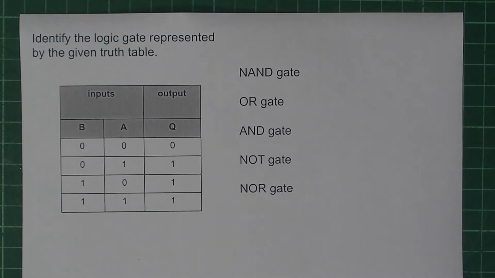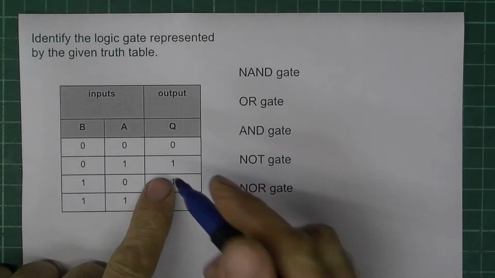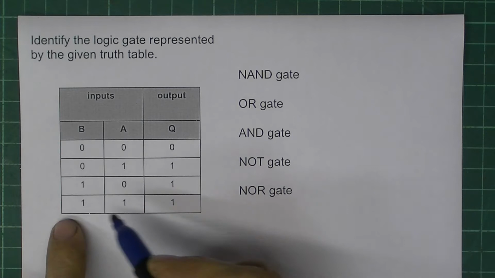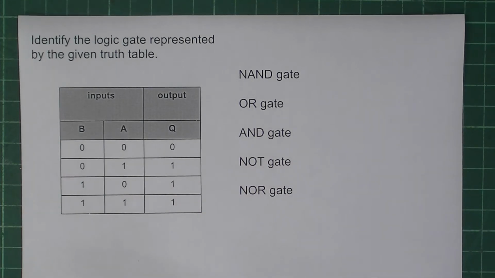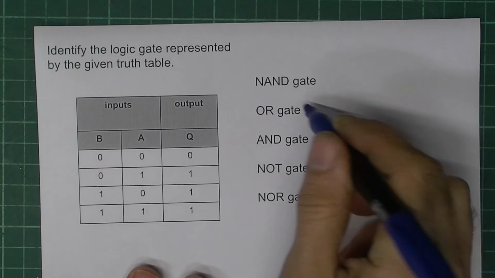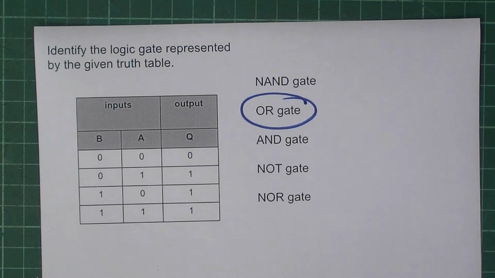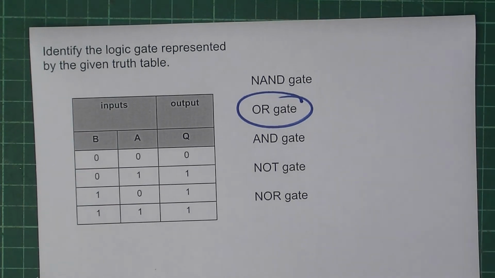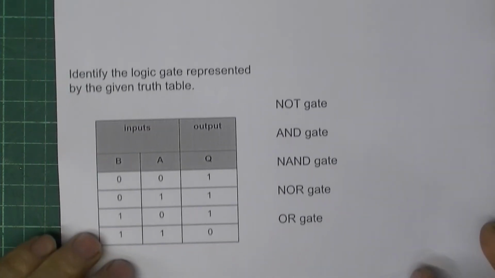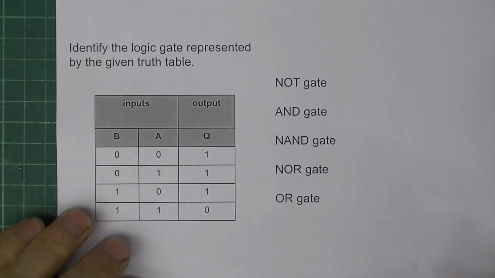What do we have here then? Well, A is true, the output's true. B is true, the output's true. A and B are true, the output's true. In other words, it's an inclusive OR gate, isn't it? Well, it doesn't actually say inclusive OR, it's just an OR gate here. That's good enough. We don't learn in GCSE about the exclusive OR gate, so don't worry about that one.